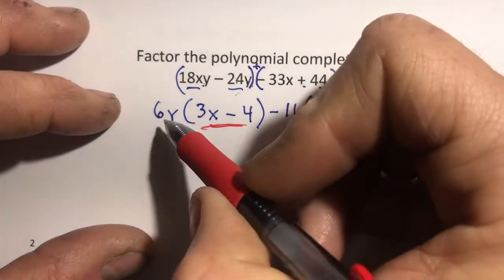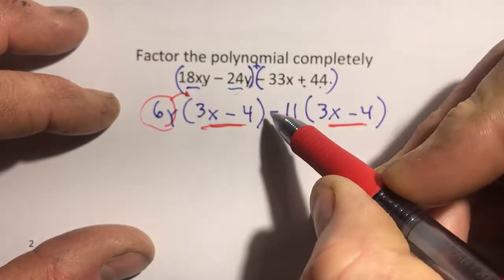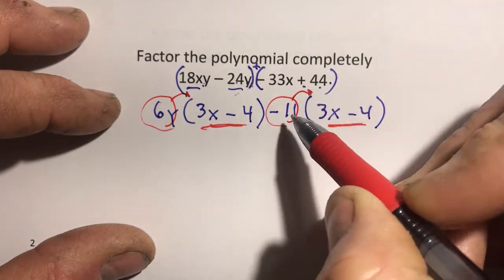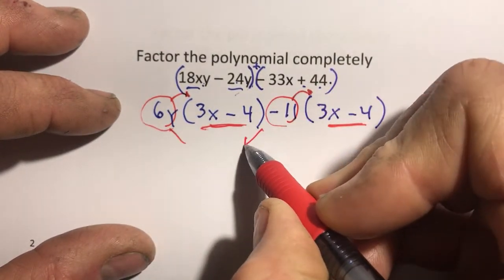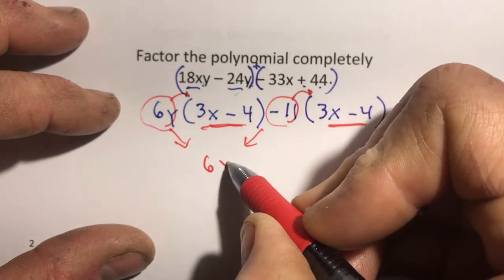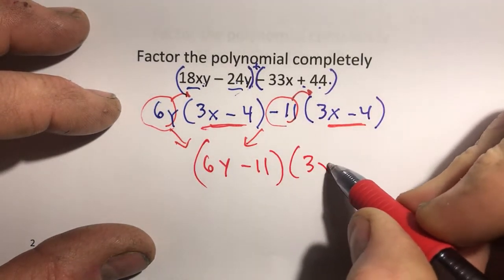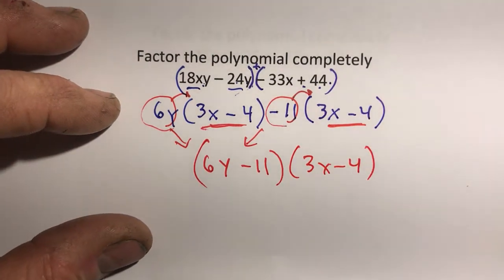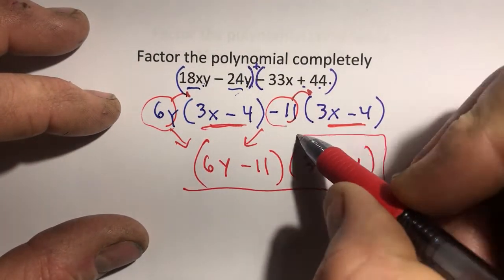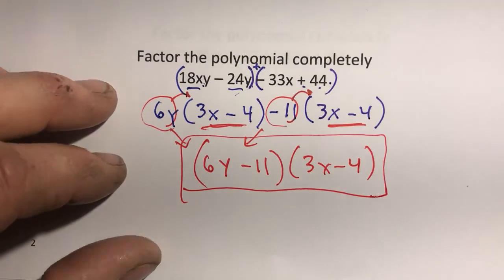And then lo and behold, when I do this, these two right here match, which means I have 6y times this, and I have negative 11 times this. So I can put those two together: 6y minus 11. Put them together, and then I've got the 3x minus 4. And there's my factors.